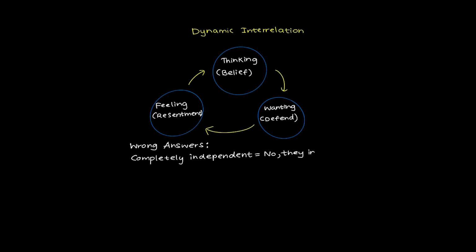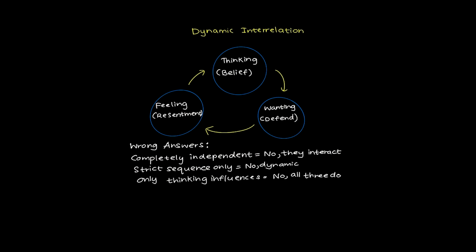They don't function in strict sequence only. The influence is dynamic and multi-directional. And it's not that only thinking influences the others. Feelings and wants also shape interpretations.